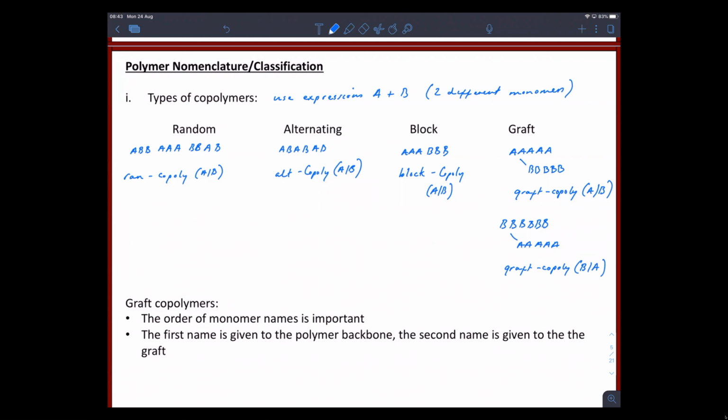I've put it underneath anyway, right? So if you read on this, what it says is that the first name is given to the polymer backbone, and the second name is given to the graft.